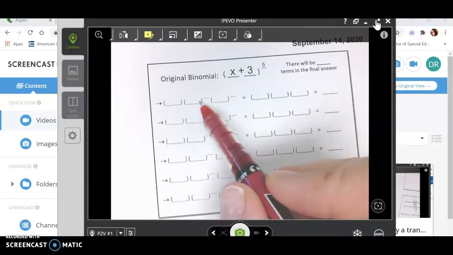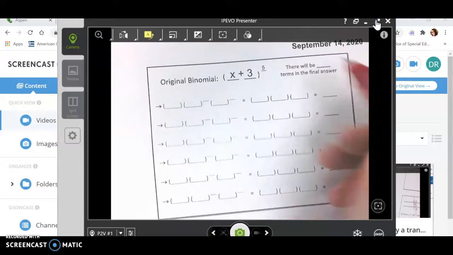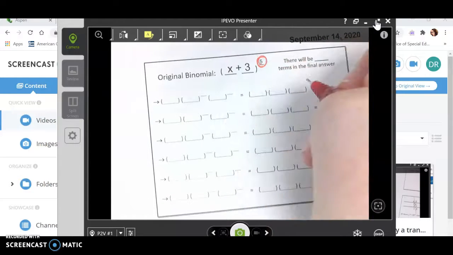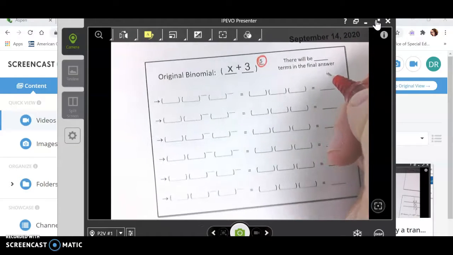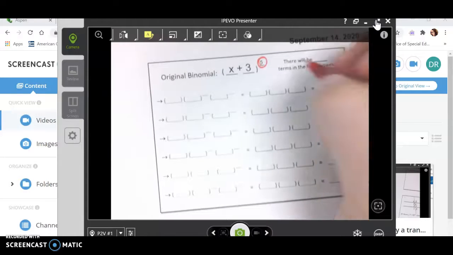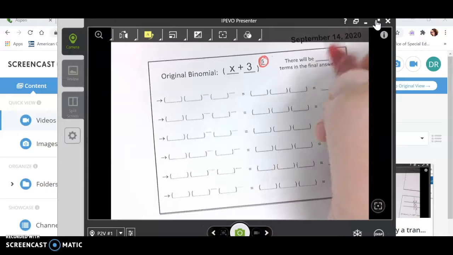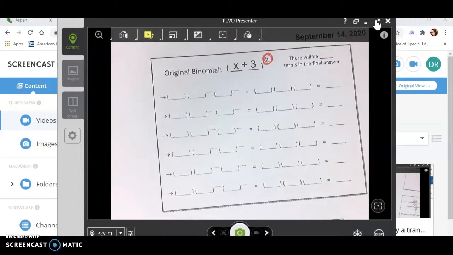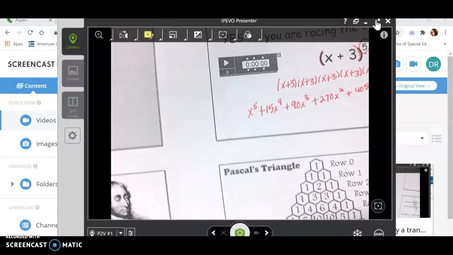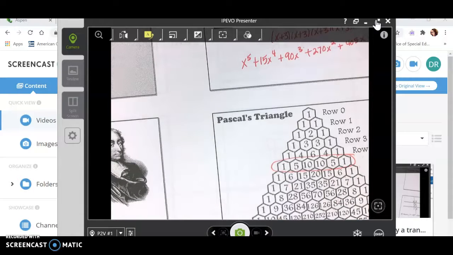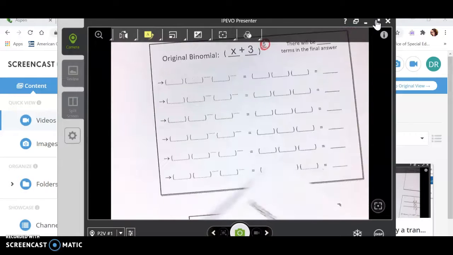Here and here. And then, so how you're going to use your triangle, whatever power it's raised to. This is raised to the 5th power. So you're going to look at that 5th row in your triangle. So if we look at row 5, that's here. 1, 5, 10, 10, 5, 1. Those numbers are going to go here.